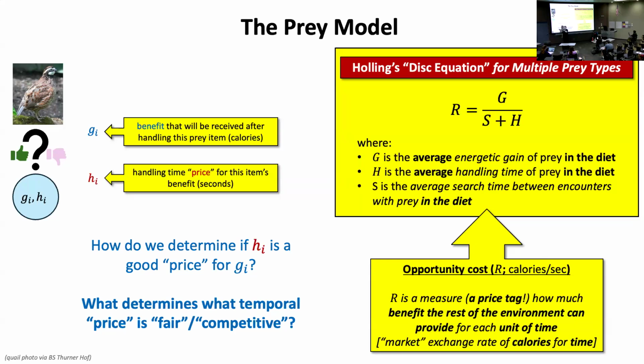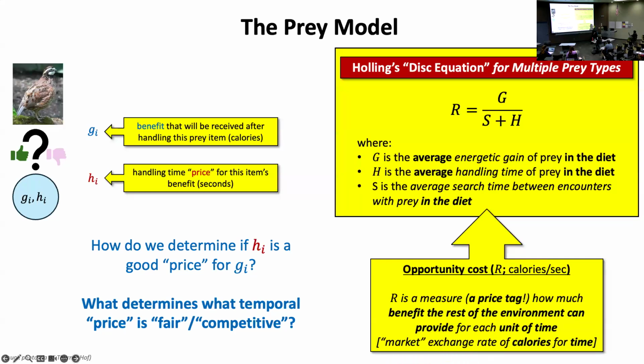It's not quite energy that I'm looking for, but I am looking to compare to something, and I need to figure out what number to use for that comparison. How do I figure out that threshold? Remember, what is this? This opportunity cost. This is the market rate of calories to time.